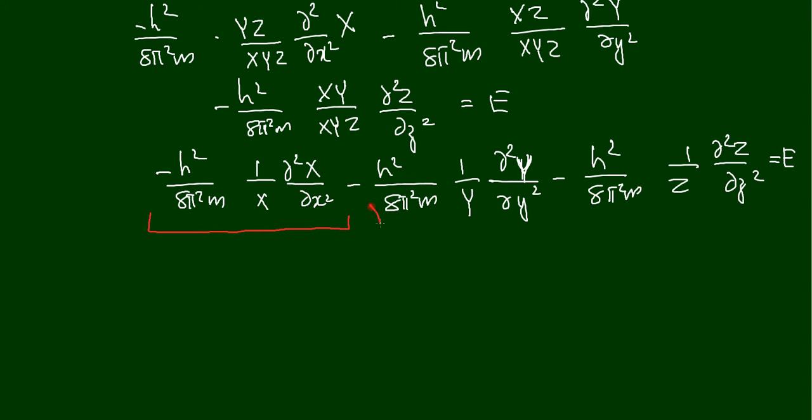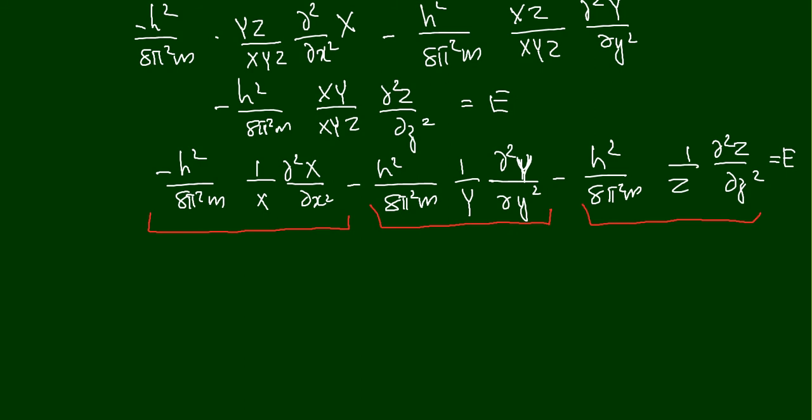And the term minus h square divided by 8 pi square m, 1 by Y del square Y by del y square is completely of y, and minus h square divided by 8 pi square m, 1 by Z del square Z by del z square is completely of z. So we get three terms and each term depends on only a single variable, and the sum of all this is equal to E.